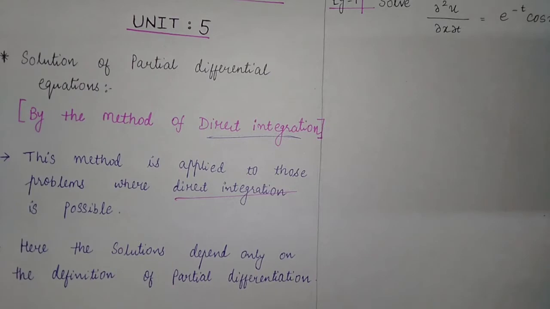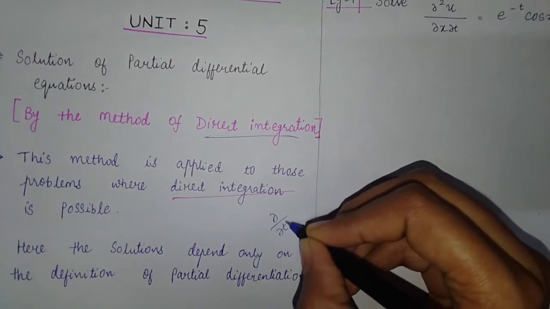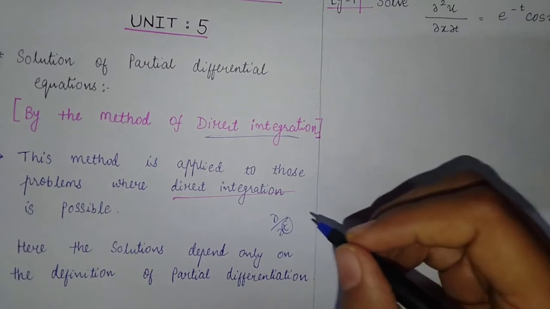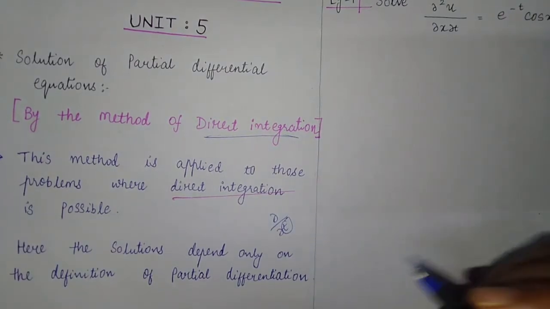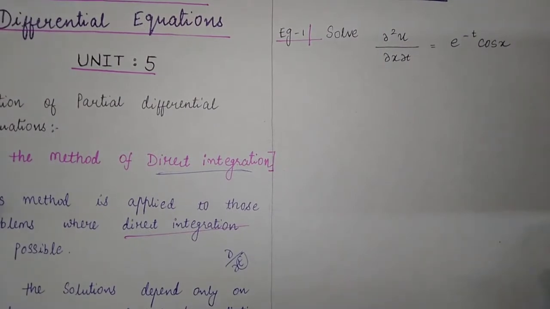I hope you all know how to do partial differentiation. If it is given del by del x, then we have to carry out partial differentiation with respect to x. If we have del by del t, then we have to carry out differentiation with respect to t. It will be more clear to you when we solve the examples. So, starting with the examples.